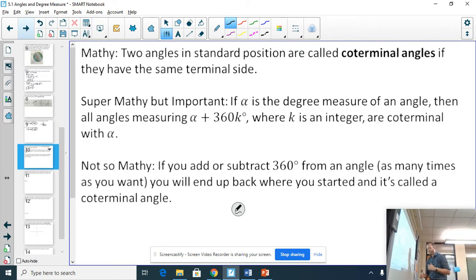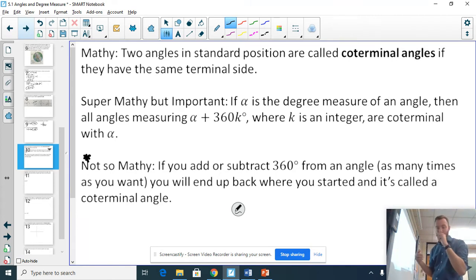So I have some definitions here, and I'm going to explain them in different ways. The first one is just through text. Two angles in standard position are called coterminal angles if they have the same terminal side. And I'm actually going to jump to the not so mathy one first. That's just if you add or subtract 360 degrees from an angle, you get the same angle. If you go all the way around, you end up at the same place. That's a coterminal angle. That's all it means.